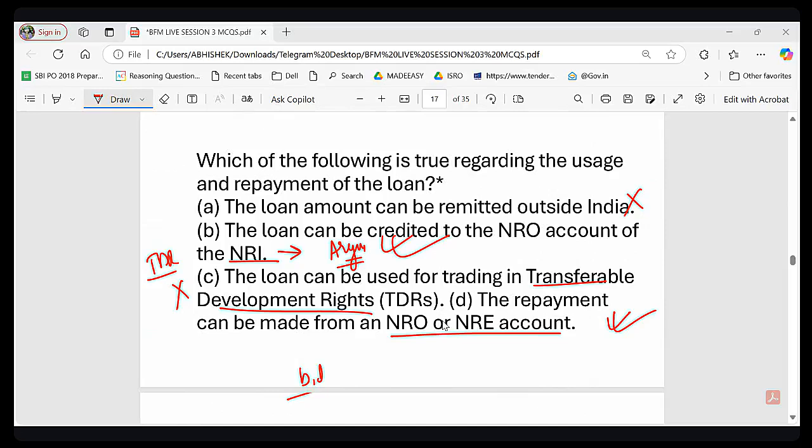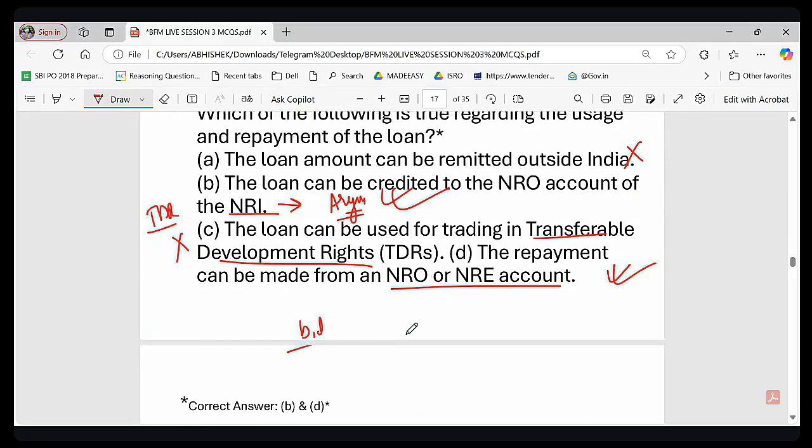Type yes in the chat if it is clear to you, so that we can move to the last question of today's session. This will be the last question of today's session. So type yes. We will move forward. If anything is doubt, please type. Yes, fine. Okay. So let's see the last question of today's session.